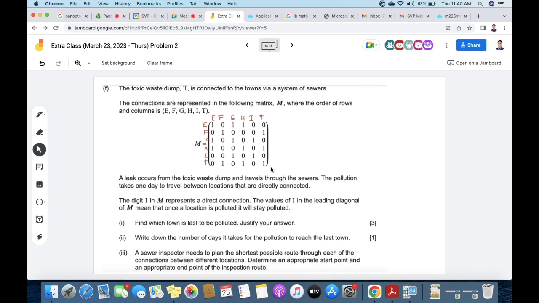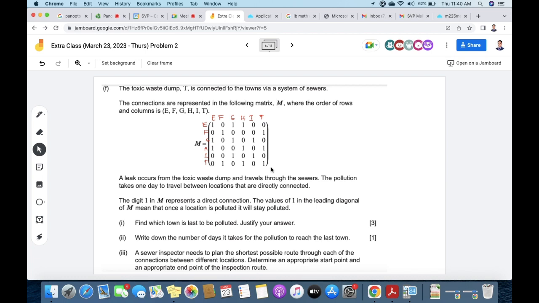Yeah, okay. So the first question is, find which town is last to be polluted and justify your answer. To be honest with you, I don't like the answer given by the marking scheme. When I answered this, I didn't look at the marking scheme yet. The solution in the marking scheme is actually okay, but it doesn't give you the picture of what's happening. You just have to input it and that's it. I'd like you to understand what's happening.